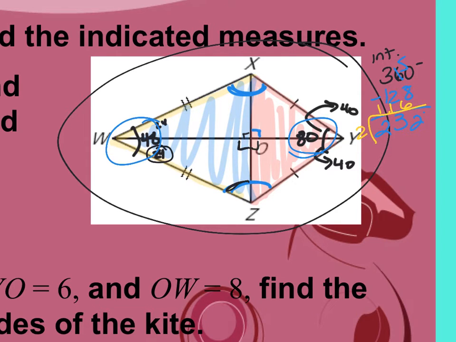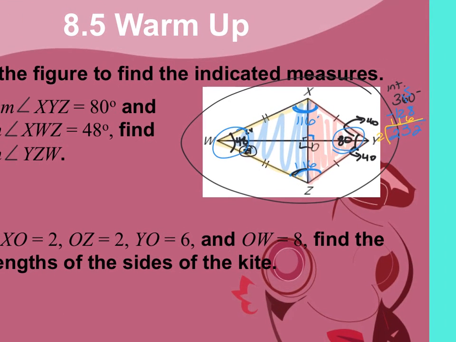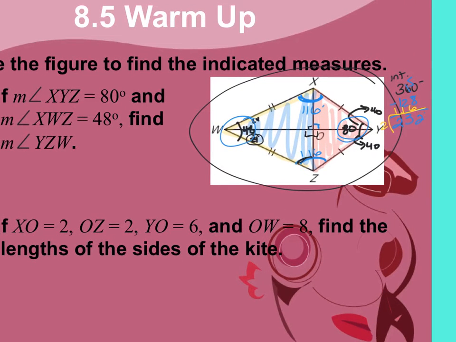And I get 116. So that means this top angle is 116, and this bottom angle is 116. Now those are not necessarily bisected, so you can't just cut those in half. So if it asks for Y, Z, W, it's asking for this big angle on the bottom, which is 116. You could have also gotten there by doing the 2 right triangles and then adding them together. So you could do it a couple different ways.